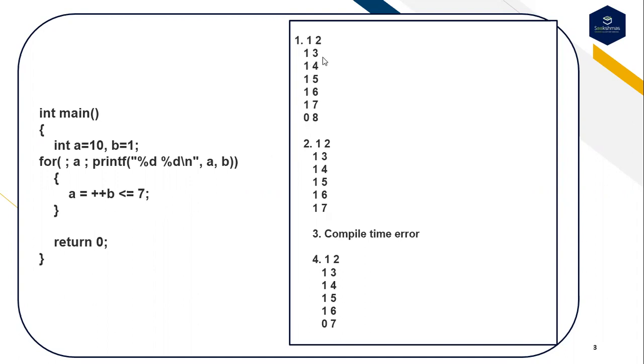First option, 1 2, 1 3, 1 4, 1 5, 1 6, 1 7, 0 8. Second option, 1 2, 1 3, 1 4, 1 5, 1 6, 1 7. Third option is compile time error. The fourth option is 1 2, 1 3, 1 4, 1 5, 1 6, and 0 7. Predict the output of this code.